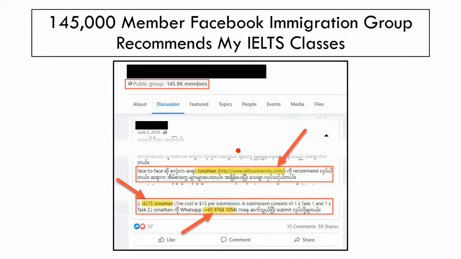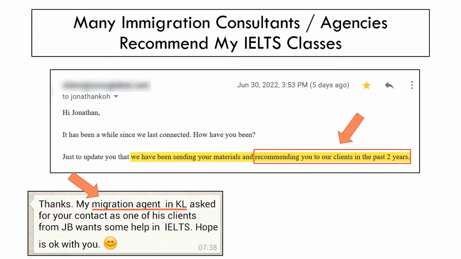Now, I don't speak this language. I think this is Burmese. So this is by a student of mine who actually told me that my information is in this group. And this is a 150,000-member Facebook group page that helps Burmese people prepare for immigration and for the IELTS exam. So my information is actually available in this group. Many other immigration agencies and consultants recommend my classes, not just in Singapore, but overseas.